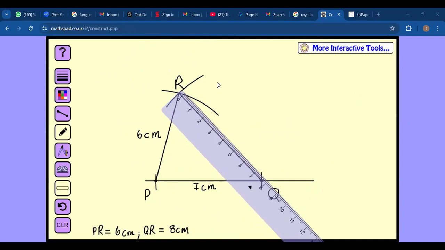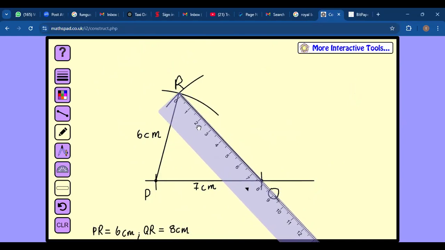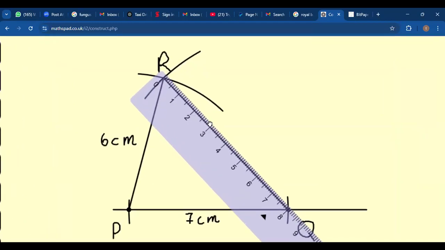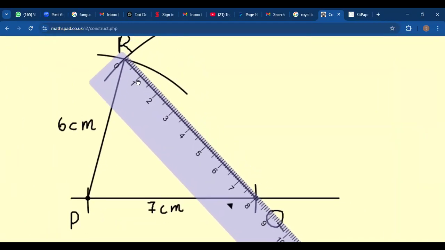So what we have here is we're going to go here and we're going to measure it. How long should this be? 8 centimeters. Let's measure it. How many centimeters is this? This is 0, this is 1, 2, 3, 4, 5, 6, 7, 8. 8 centimeters.